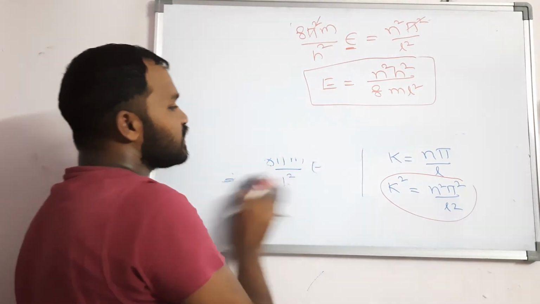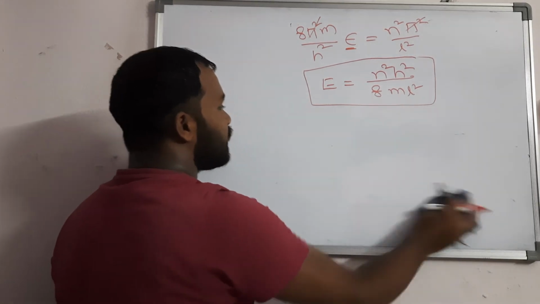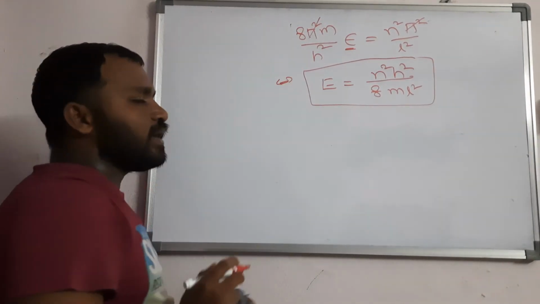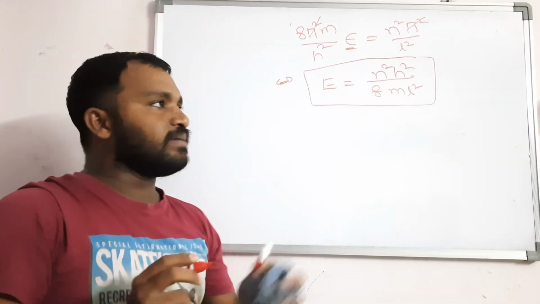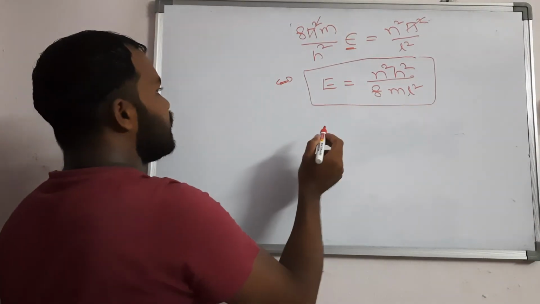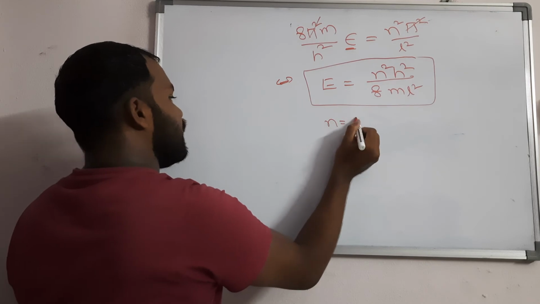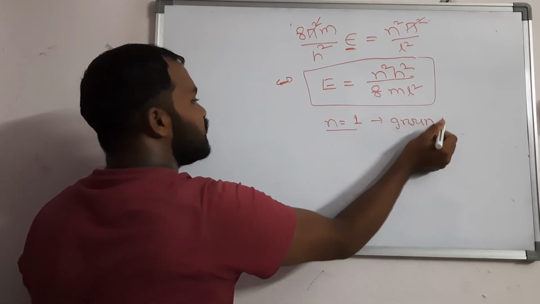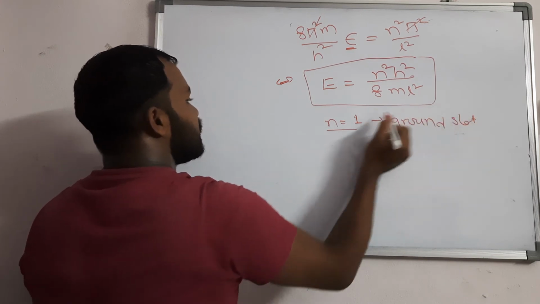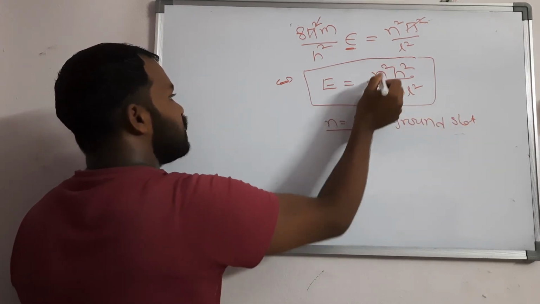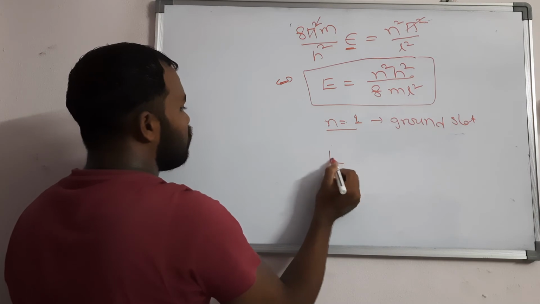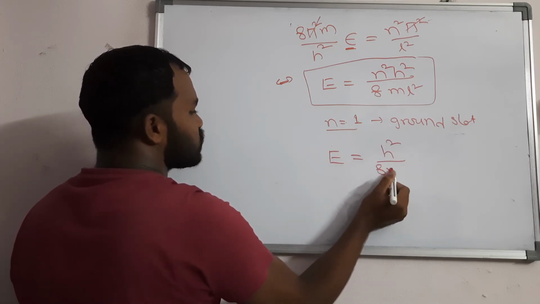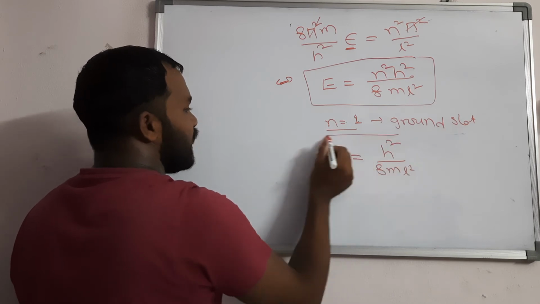Already I told you the energy value: n²h² by 8mL². So this is the energy for a 1D box. If you observe clearly, n equal to 1 means ground state. If you take n equal to 1, 1 square is only 1. What is the ground state energy for a 1D box? h² by 8mL².